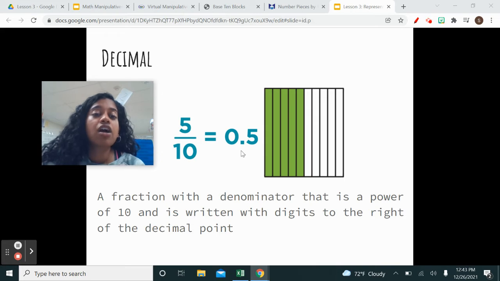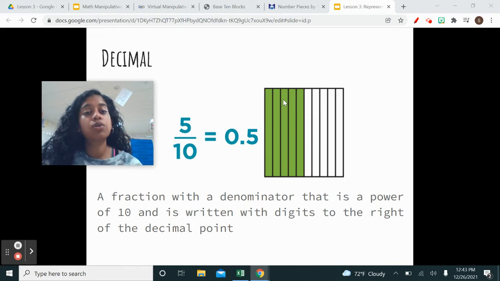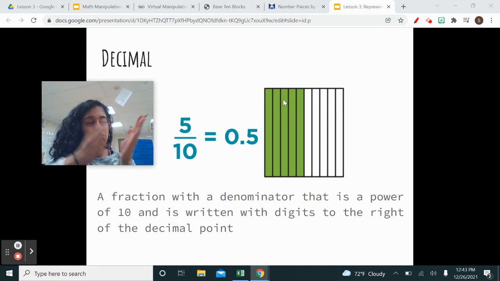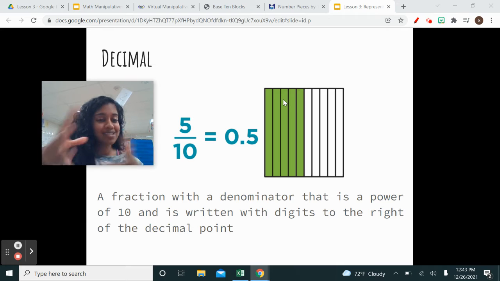So in this case right here, it's separated into 10 pieces. So anytime we go into our next decimal place, just like we go ones, tens, hundreds, we move by 10, we go backwards the same way too. So if we have tenths, that means we have 10 pieces of a whole. If we have hundredths, we have 100 pieces of a whole.